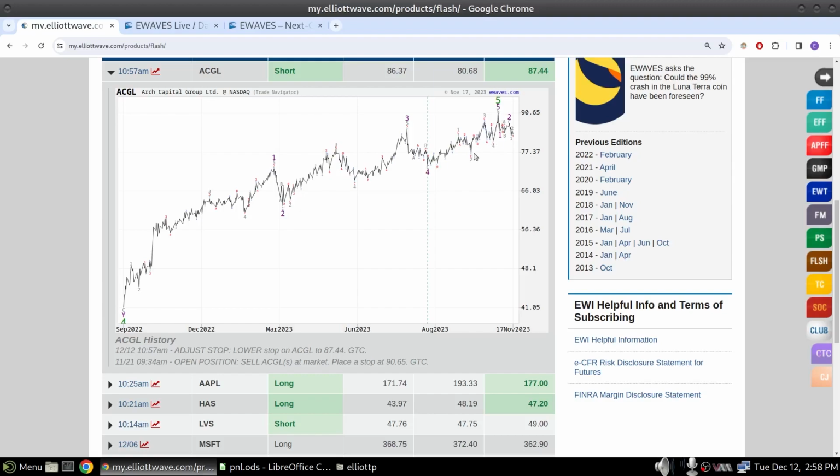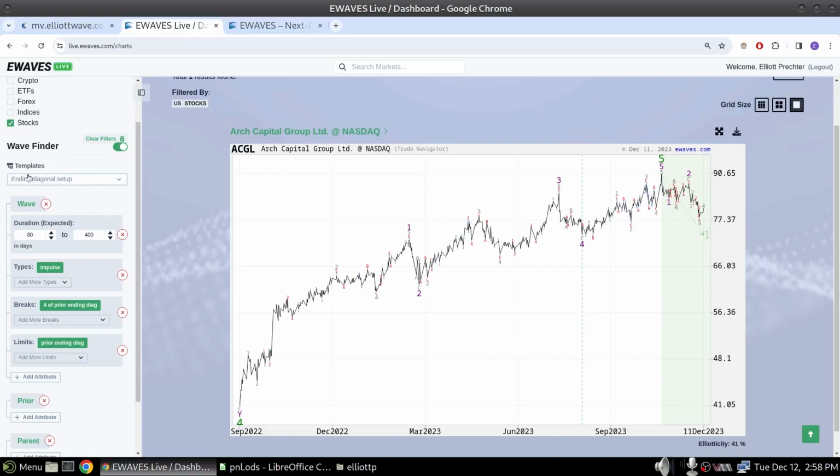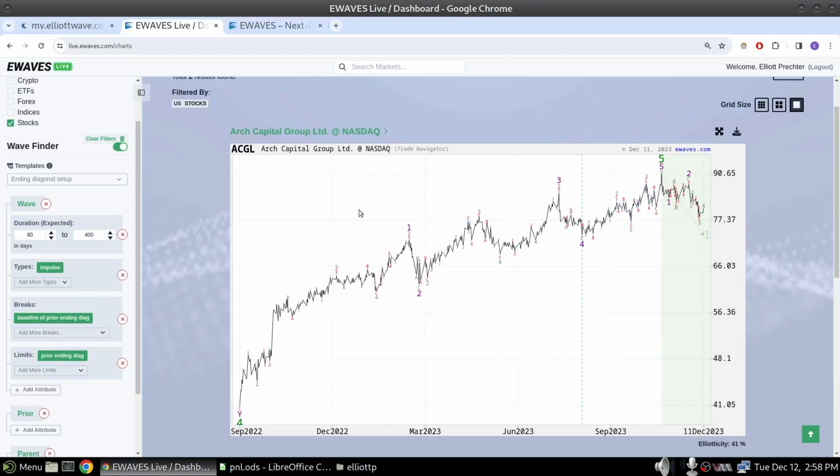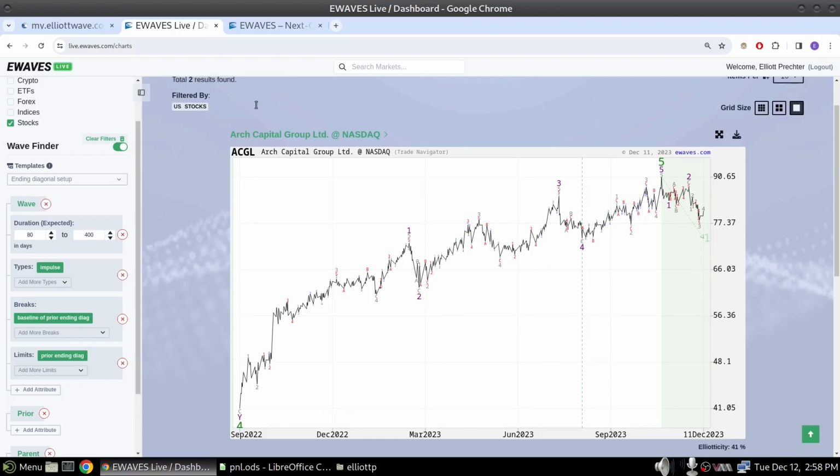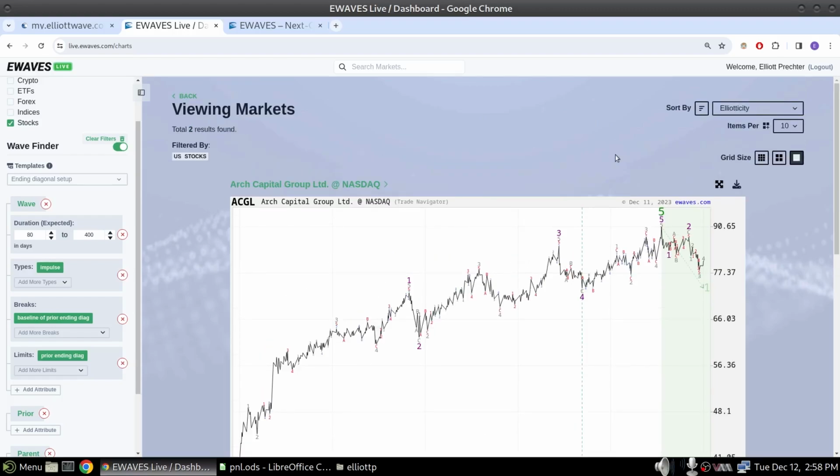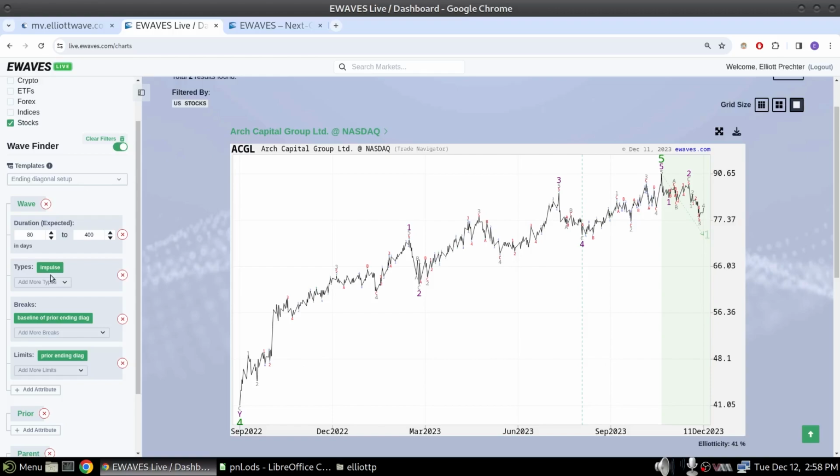Now, we didn't enter at the exact high. We waited for this baseline to be broken. And if we want, that's easy. We can change the template here and say baseline of prior ending diagonal, turn that on, and turn off the 4 prior ending diagonal. Okay, so you'll notice it didn't actually change anything, except we did find another result, because now we're being less strict. Instead of breaking 4, it's enough just to break this baseline right here, which of course this still has done.